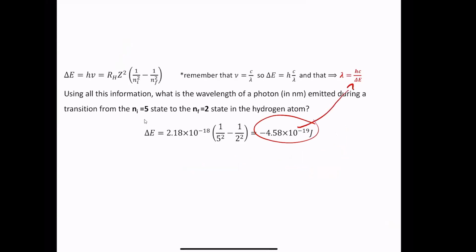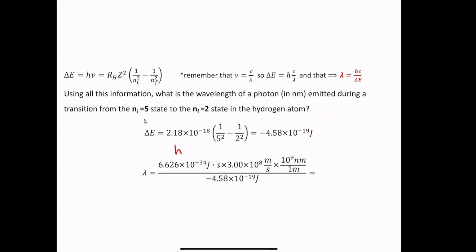And this value can now be put in there. We know what C is. C is 3.00 times 10 to the 8th meters per second. We know what Planck's constant is, 6.626 times 10 to the minus 34 joule seconds. And we plug that in. Here's H, Planck's constant. This is the speed of light. This is our change in energy. And this is our conversion because I did ask for it in nanometers. So we have our conversion there in order to calculate that out. Joules cancels joules, seconds cancels seconds, meters cancels meters, and we get some answer in nanometers here.